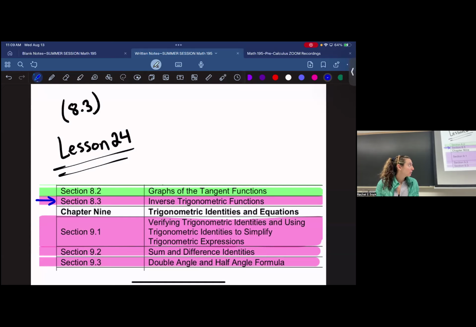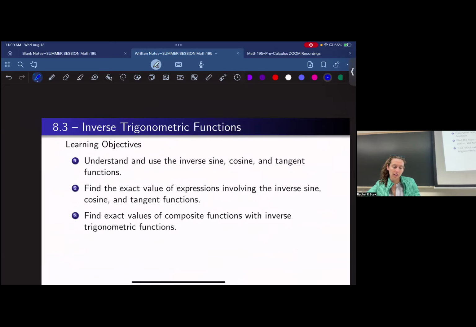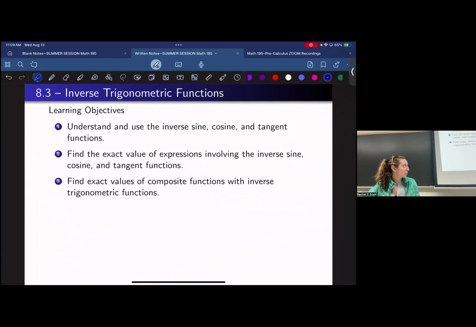Section 8.3, which is our last section of chapter 8, and this involves finding the inverses of our trigonometric functions. So we'll be able to see what that looks like both from a graphical standpoint and then utilizing our inverses from a technical standpoint as well.